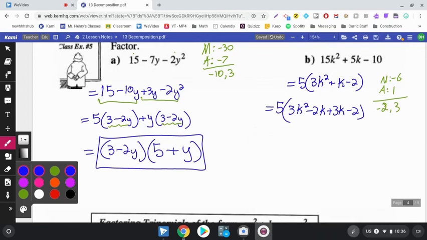And what I'm hoping you realized, 15k squared plus 5k minus 10, hey, I have a common factor. So before I look at any method of factoring, I always factor out the GCF, which in this case is 5. And then I can factor what I see on the inside. 3k squared plus k minus 2. I'm going to factor that. Multiply to negative 6. Add to the middle term of 1. Those numbers are negative 2 and 3.